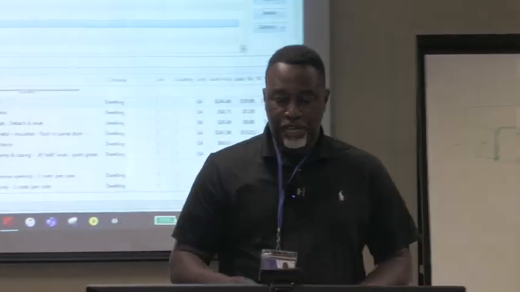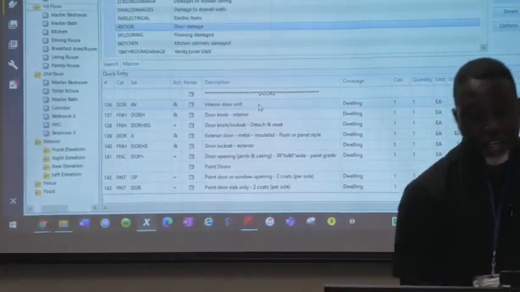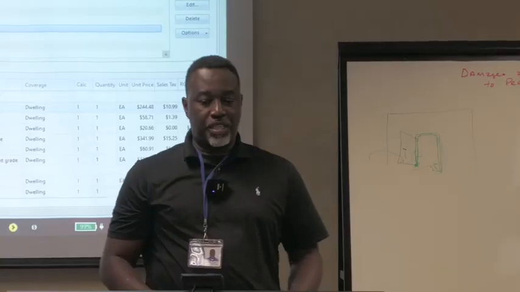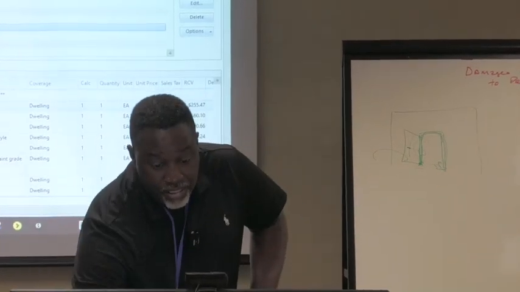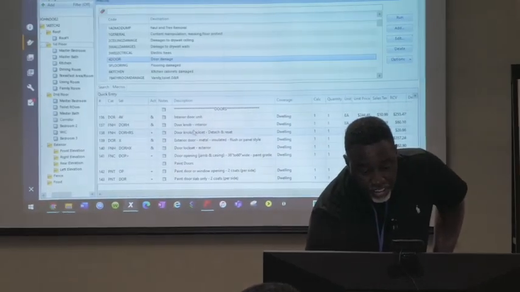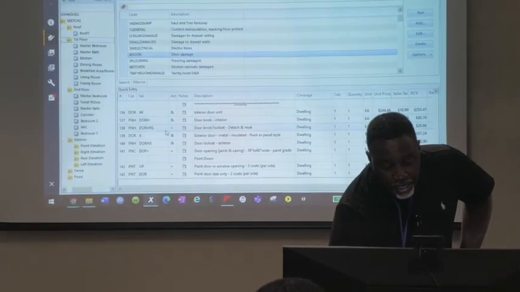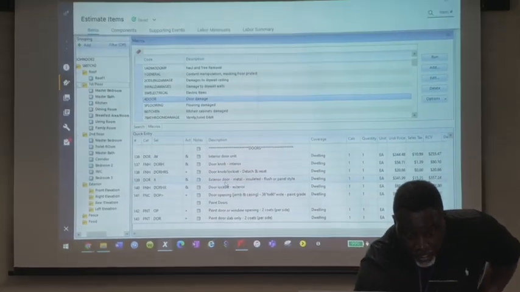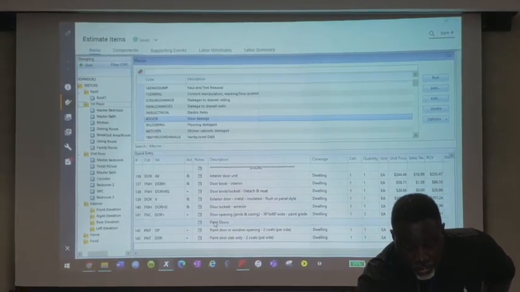So the lock will detach and reset. But if the tree came through the roof, destroyed the door, destroyed the lock, then we're replacing the lock. So we want to be considerate, right? That makes us a good adjuster, guys. Well, we understand that concept. So if I'm not replacing the doorknob, I'm going to delete this doorknob. Okay? Exterior door, same situation. Okay?